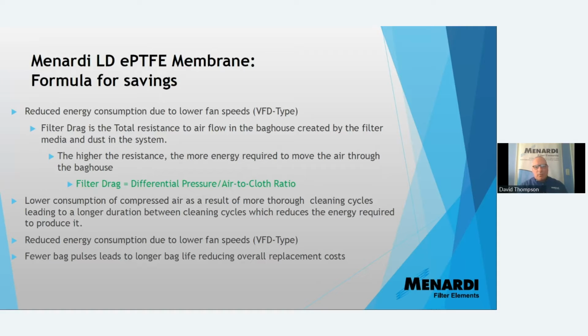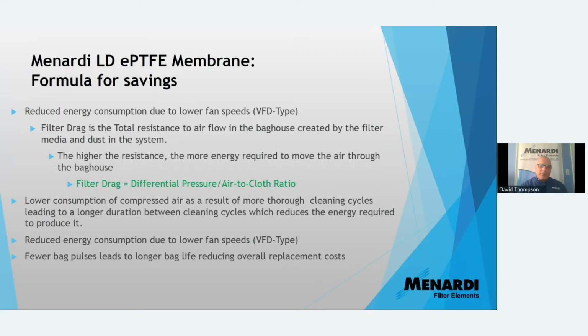So to start off, we're going to talk about filter drag. This is what this media does. It reduces the total resistance of airflow in the baghouse created by the filter media and the dust in the system. Standard systems will have an operating air permeability, clean differential pressure somewhere around 2 inches. And with the low drag membrane, it's a little bit higher. It's somewhere around 4 inches. But what happens with the low drag membrane is because it's so consistent, it flattens out.